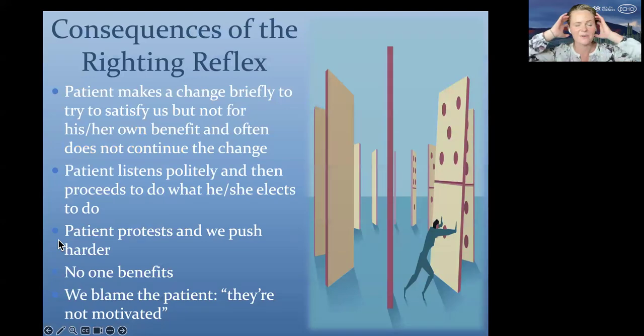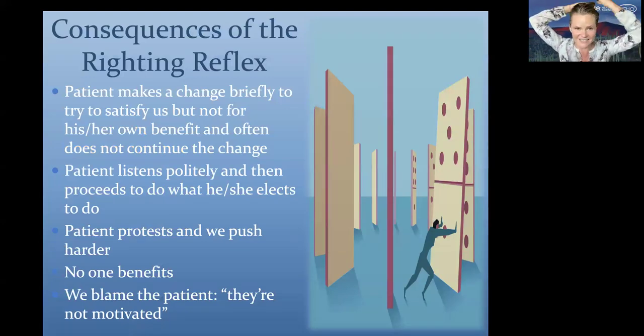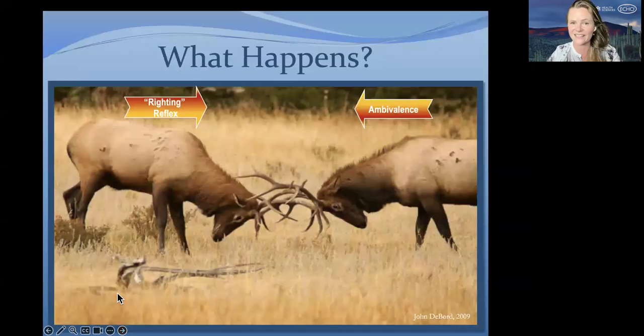Some of the consequences of the righting reflex are, they'll briefly make a change to make us happy if they like us, but recovery is a really long and rocky road, and they need to be sustained by their own internal motivation or it won't stick. They might listen politely and go ahead and do whatever they were going to do. They might protest, and that's going to cause us to push harder. In any case, no one benefits, and we often blame the patient, right?